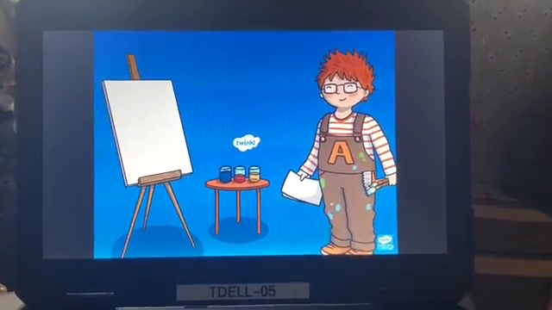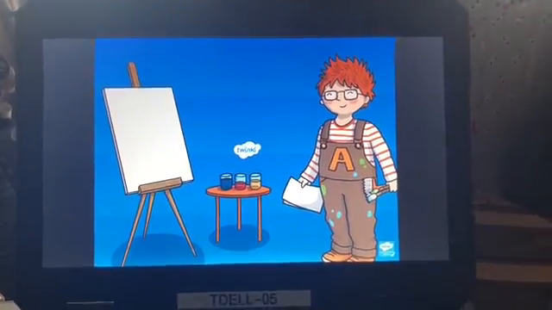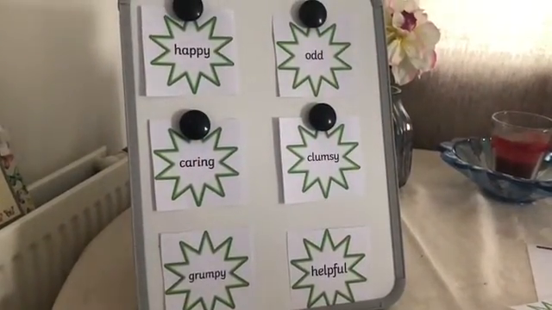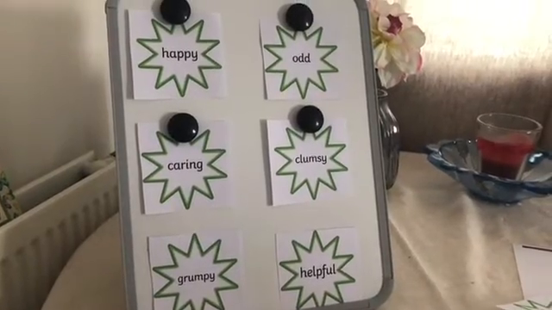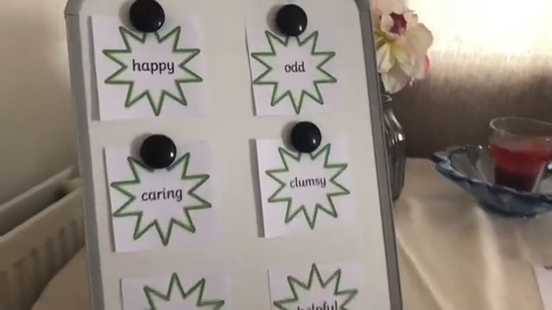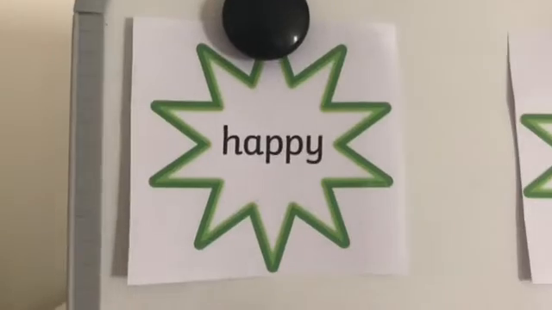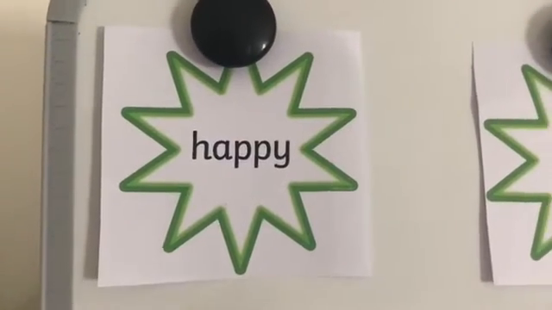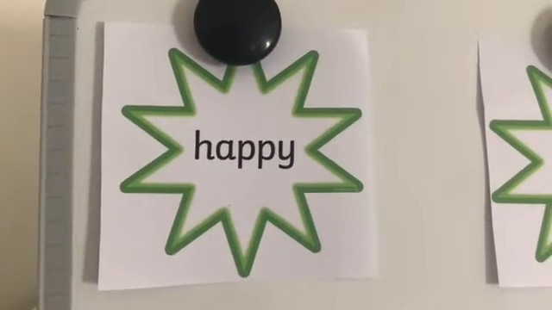Now we are going to look at some words and see if we can add those to sentences. So here we have 6 words. All of these words are adjectives and we are going to have a look at them and we are going to add them into sentences. So the first word we're going to look at is happy. So the sentence could be about a person or a thing. So think about a sentence that could include happy. I'm going to give you a few seconds.